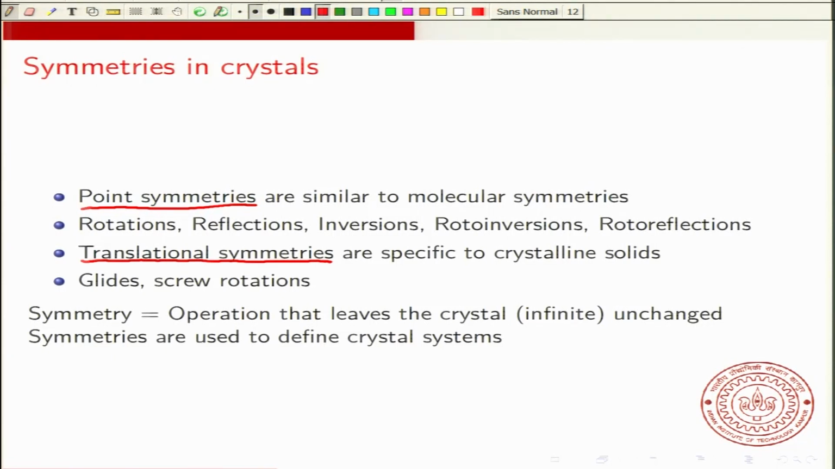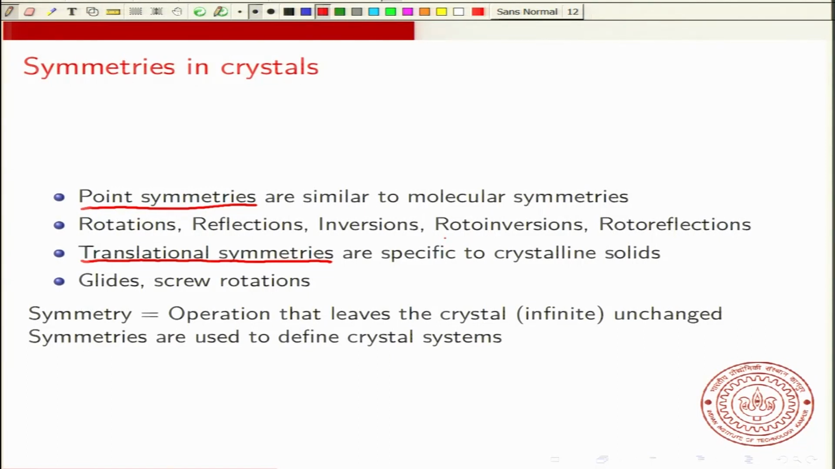The point symmetries, as I already said, are similar to what you see in molecular symmetries. So, there are rotations, reflections, inversions, and then there are combinations like rotations and inversions, so roto inversions, and then there are roto reflections. Conventionally, when we are talking about molecules, we do not usually talk about roto inversions, we talk mainly about roto reflections. Sometimes they are referred to as improper reflections. In crystals, it turns out that roto inversions have been used conventionally.